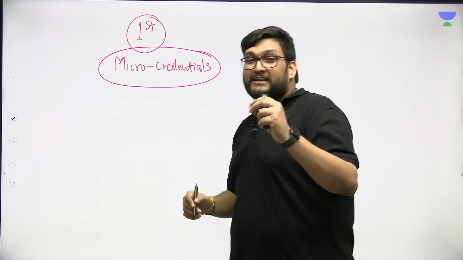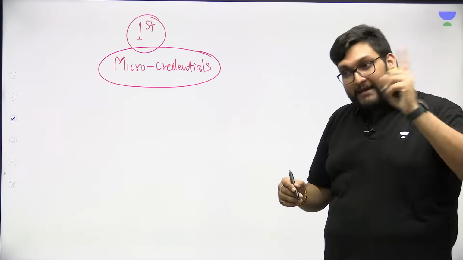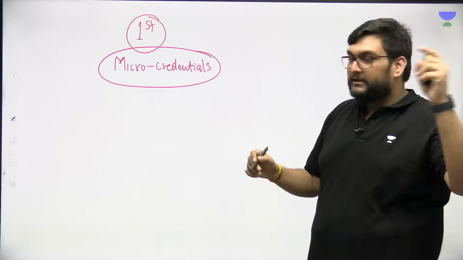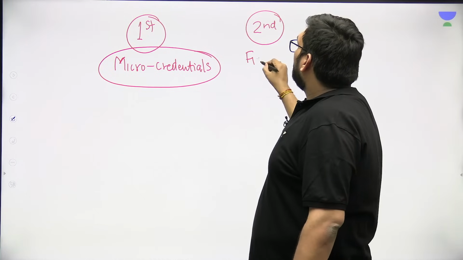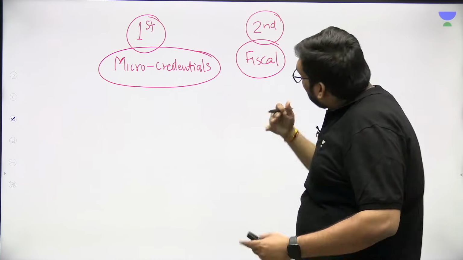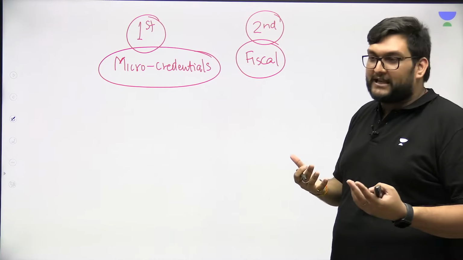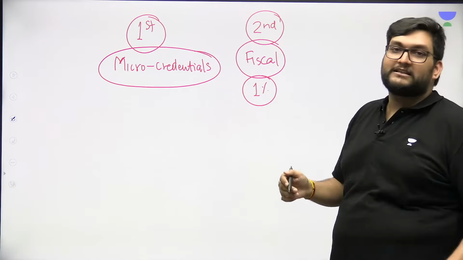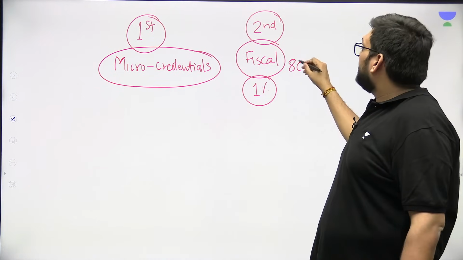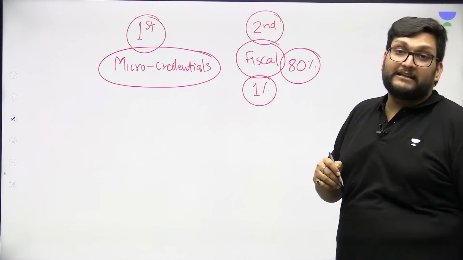Micro-credentials in order to bridge the gap between the macro, which is degrees, and employability. Second topic we discussed was the issue of how there is a fiscal structural issue within PRIs, Panchayati institutions, where only 1% is being generated from their own sources and they rely 80% on the center in that regard.